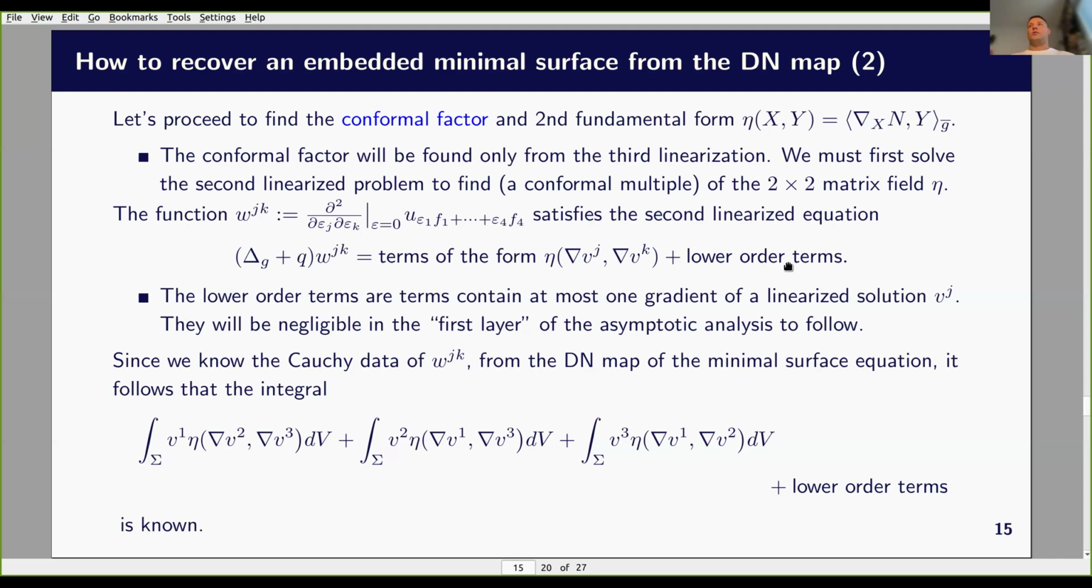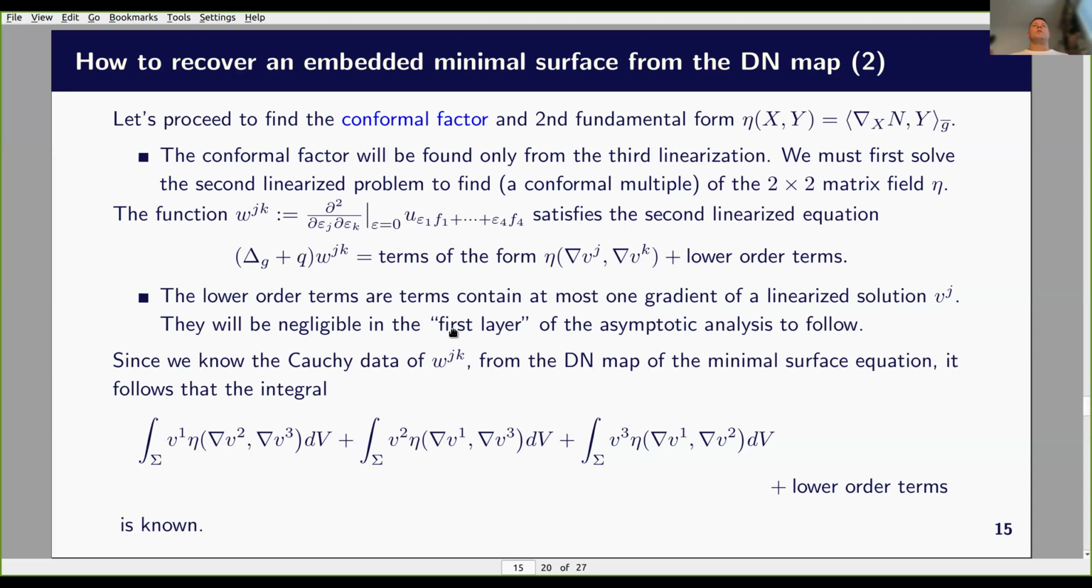There are also low-order terms, and why I call these low-order terms is the following. The low-order terms are terms which contain at most one gradient of the linearized solution v_j. I will perform an asymptotic analysis going forward. And in the asymptotic analysis, there will be a small parameter h. It happens that these low-order terms will be smaller in this small parameter h. So when I start the analysis, I can disregard these low-order terms.